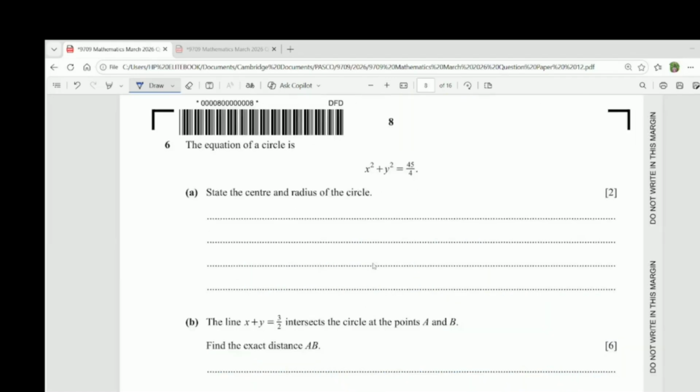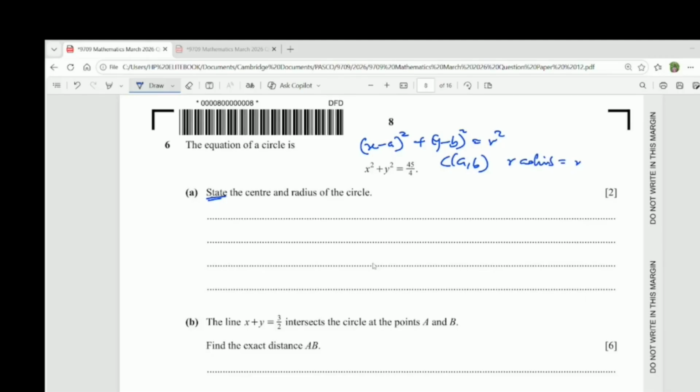And for question number 6, the equation of a circle is given by this. We are to state the center and radius of the circle. So the key thing is state. It means you don't need any calculation to find the solutions. So this is the equation of a circle in a completed square form. The equation of a circle in completed square form is like this: (x minus a) all squared plus (y minus b) all squared is equal to radius squared, where (a, b) is the center and r is the radius.